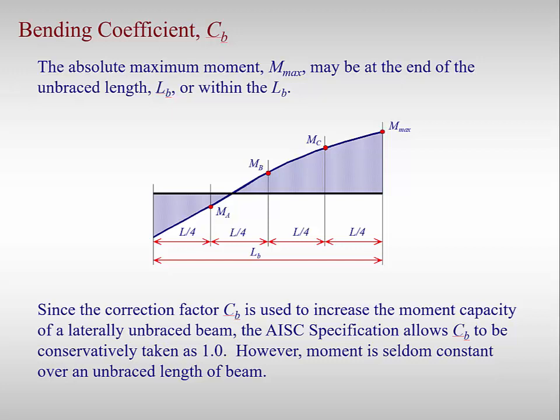This slide shows graphically how the moment terms in the C sub B equation are determined. Remember, absolute values are used. When determining the quarter point values, it is useful to use the area under the shear diagram to determine the change in moment between quarter points. Note that it is conservative to assume C sub B is equal to 1, as this will result in a lower moment capacity. However, being too conservative will lead to more expensive designs.